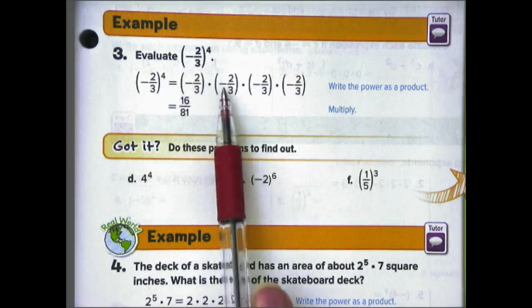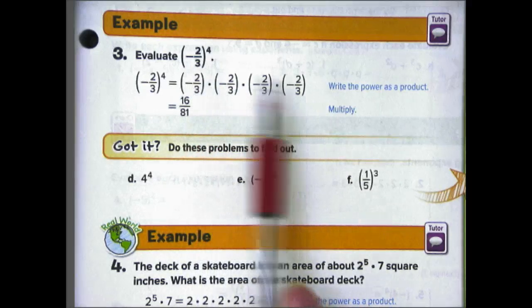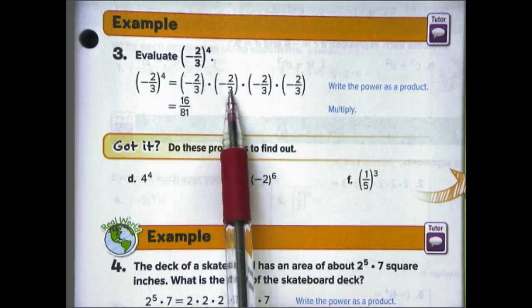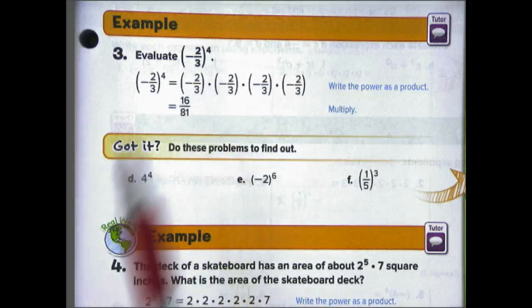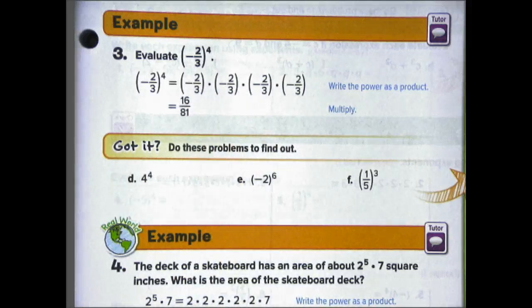Now keep in mind we had negatives up here. But if you think about it, when you multiply a negative times a negative, you get a positive. When you multiply another negative times another negative, you get a positive. So that makes our answer positive. Anytime you multiply an even number of negatives, you're going to get a positive answer. Conversely, if you were to multiply an odd number of negatives, you would get a negative answer.